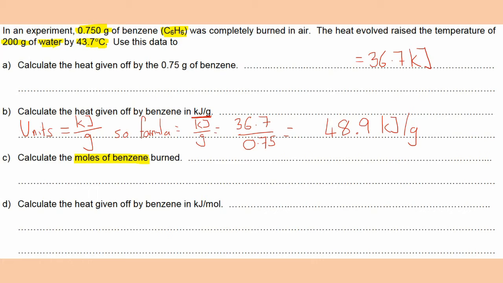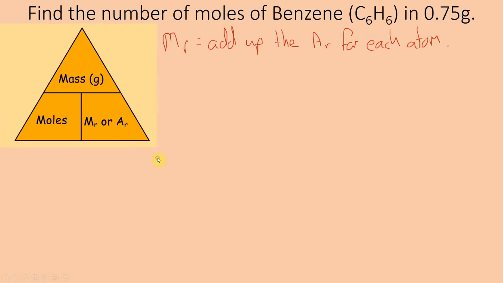Now most people manage to get parts A and B quite well. Part C is where it gets a bit more confusing. Calculate the moles of benzene burned. So we'll just jump out of that question and work that out separately, to find the number of moles of benzene in 0.75 grams.